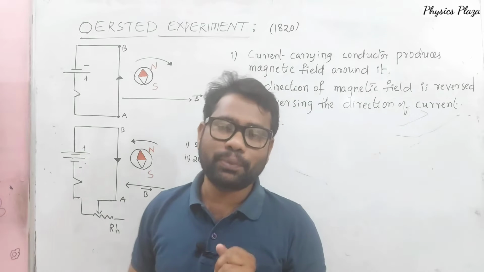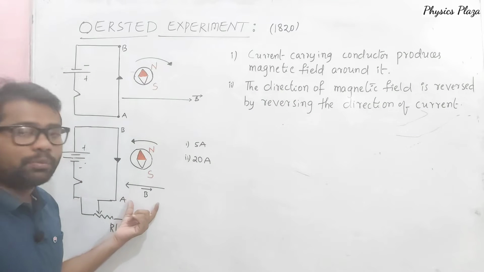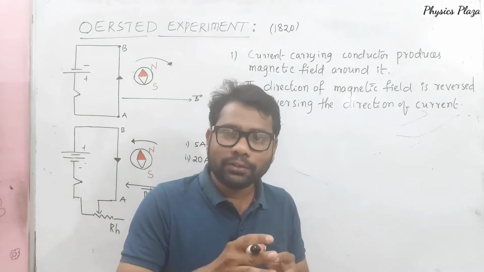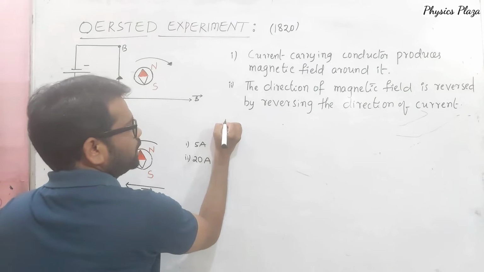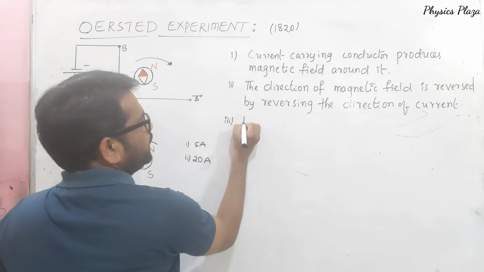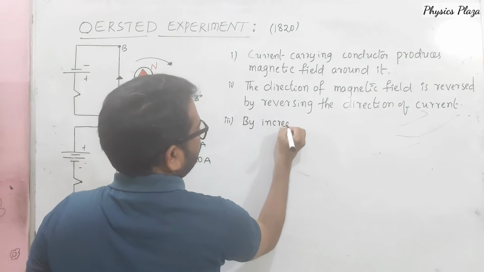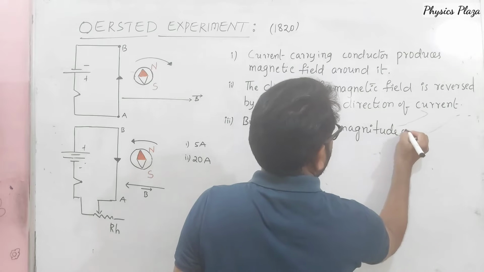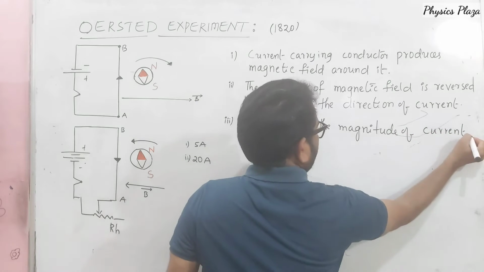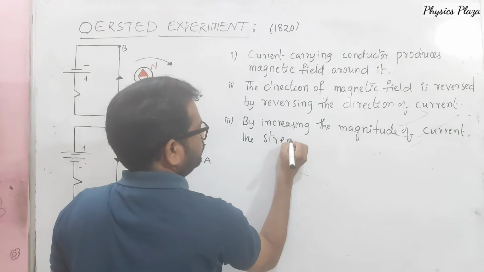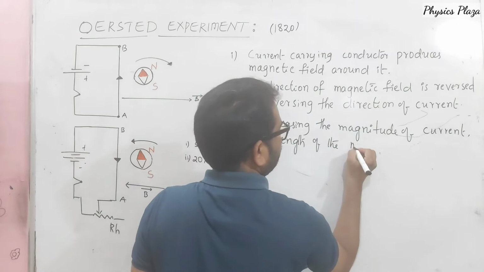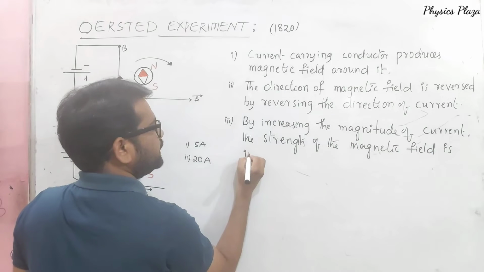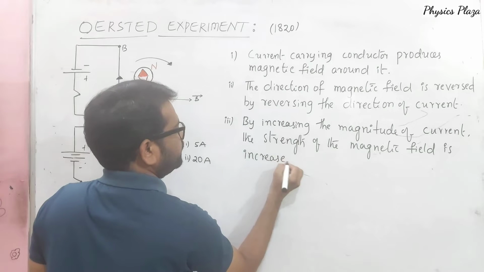It's very important. By increasing the amount of current in the circuit, children, we can increase the magnetic field strength around the current carrying conductor. So that is the third conclusion. What is the third conclusion? By increasing the current, the magnetic field is increased. So it's very simple.